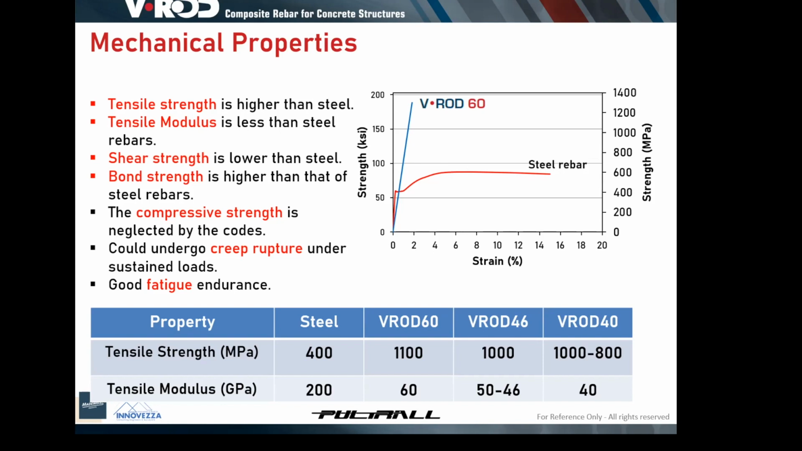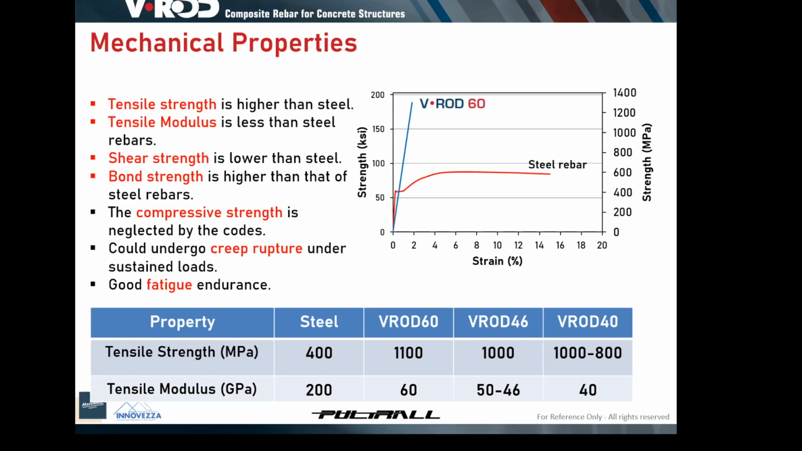Also, the shear strength of GFRP bars is slightly less than the steel. For example, for VROD 60, we have a shear strength, I'm talking about the transverse shear strength, of about 200 megapascal, while for the steel it is 300 megapascal. So it's approximately 2/3.